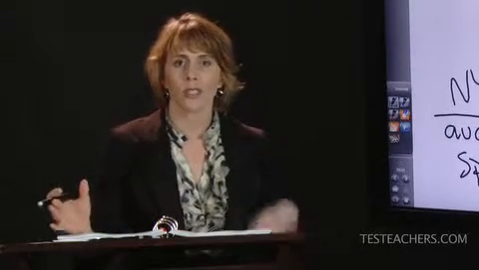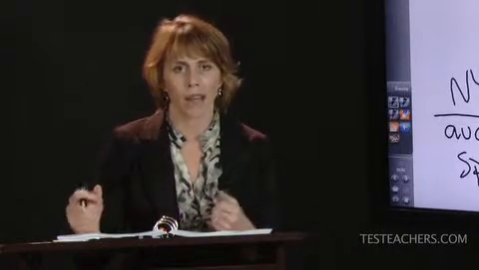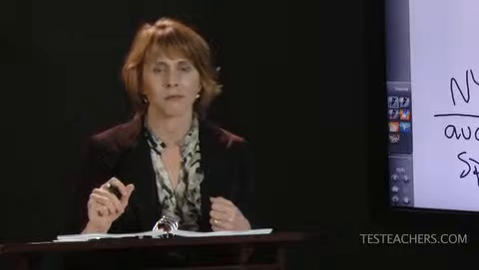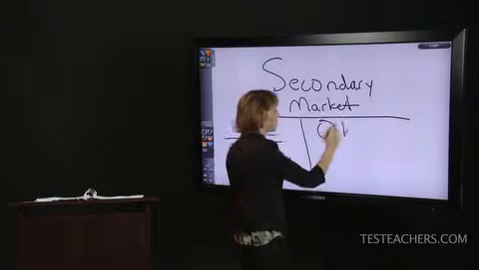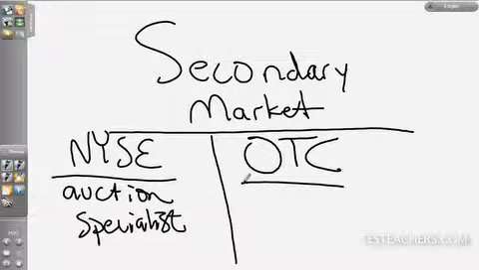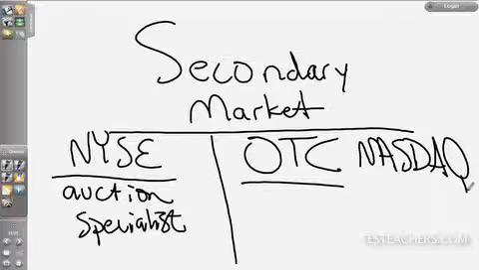They act in a dual capacity. They match the buyers and the sellers. And then if there's a seller but there's no buyer in the marketplace, they'll have to trade out of their own inventory. So it's an auction marketplace. The over-the-counter marketplace, the NASDAQ, this is a negotiated marketplace. The National Association of Securities Dealers Automated Quotation system. So this is a negotiated marketplace.